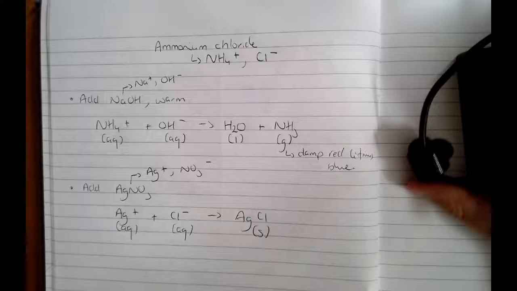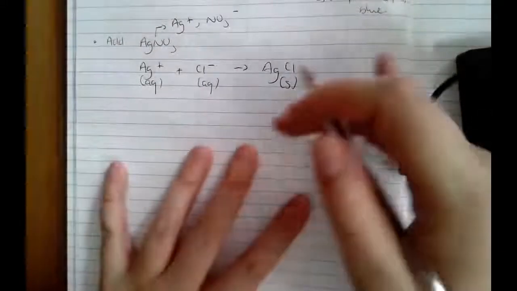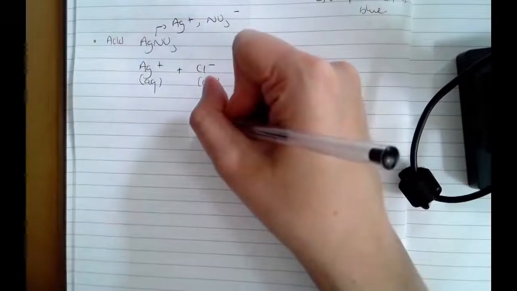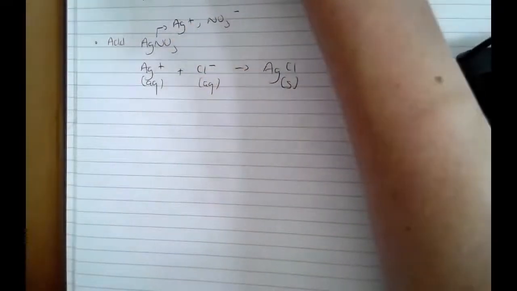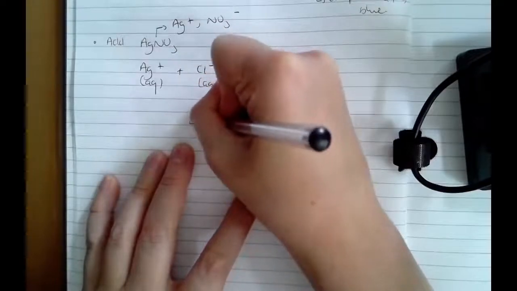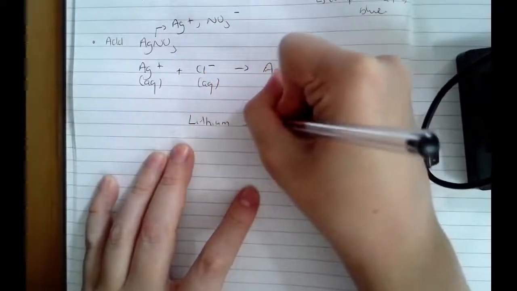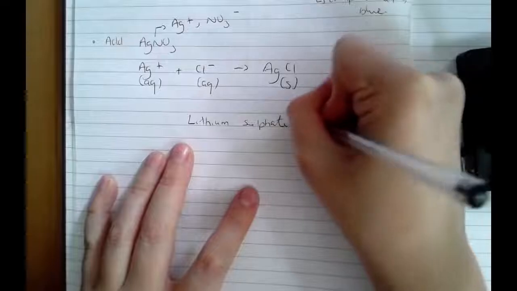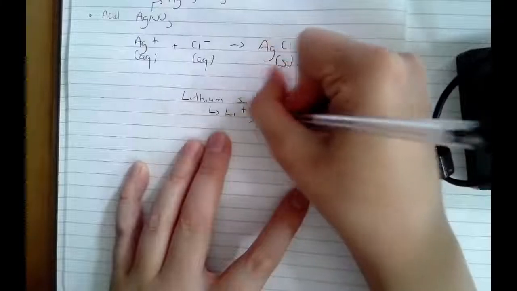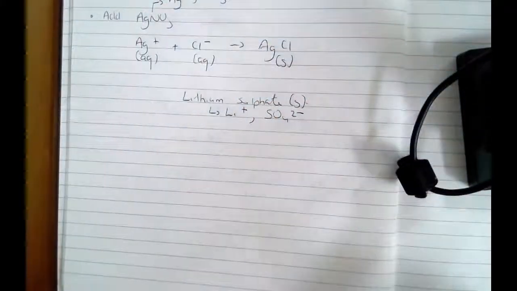We'll just do one more. Let's say, for example, they give you lithium sulfate. And this time they tell you that your lithium sulfate is solid. You've got lithium Li+, it's in group 1, and sulfate ion SO4 2-.